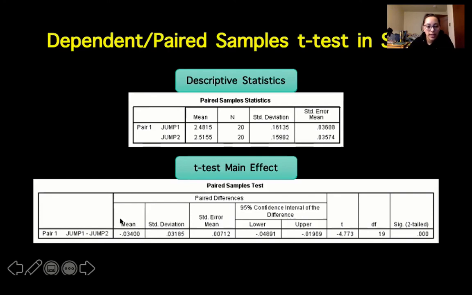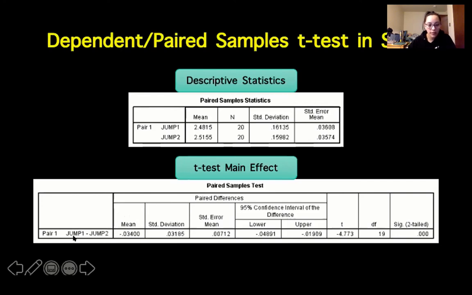So in this case, this is telling us what the mean difference is. That's the one thing I hate about paired sample t-test, it says mean and not mean difference, which is really annoying because it's not the mean. But if you took 2.4815 minus 2.5155, you would get this value.